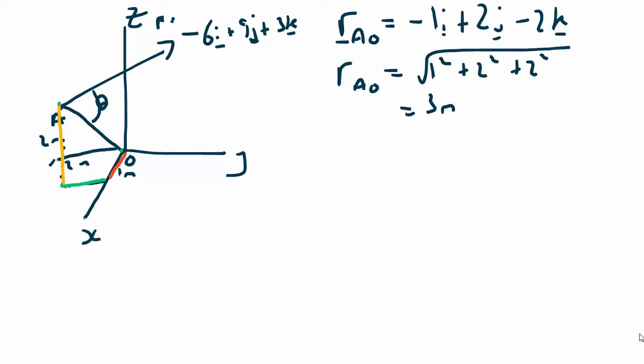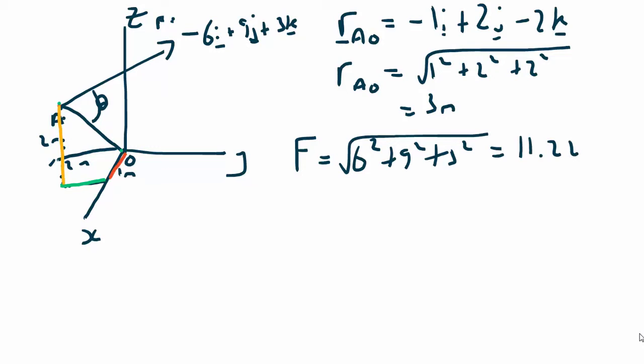You've already given your force as a Cartesian vector. You can work out the magnitude of that force. So the magnitude of the force that's been defined is going to be 6 squared plus 9 squared plus 3 squared, all square rooted, which is going to be 11.22, and this unit is kilonewtons because that's what it's given in the question.